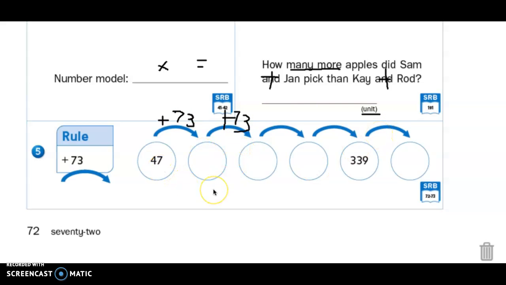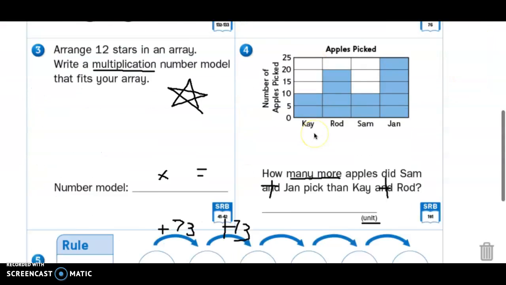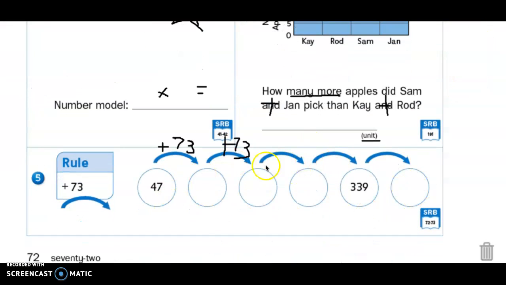You probably will have to do work on this side. It doesn't say no calculator, so if you have a calculator, please use one. Okay. Keep up the great work. Turn this in to your teacher when you're completed.